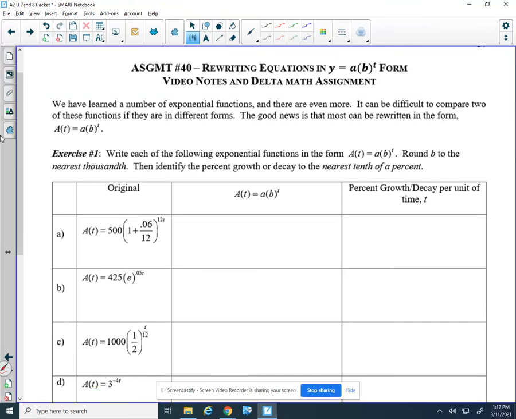So now we're going to start to look at equations and writing them in a more general form so that we can read information from them. In this lesson, we're going to be writing equations in a times b to the t form. First off, in this column, we have equations. Some of them we'll recognize, some of them we won't, and we're going to put them in the basic form where there's just one simple coefficient, a base, and a t for an exponent.